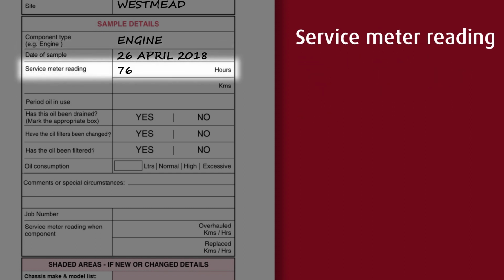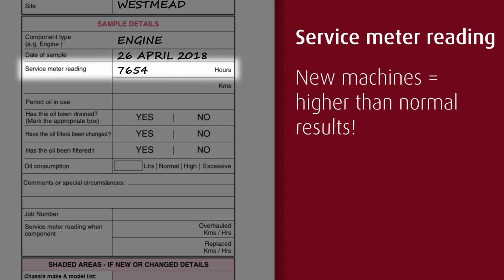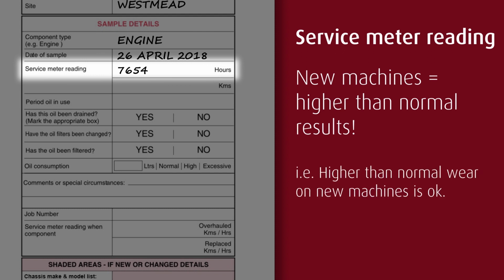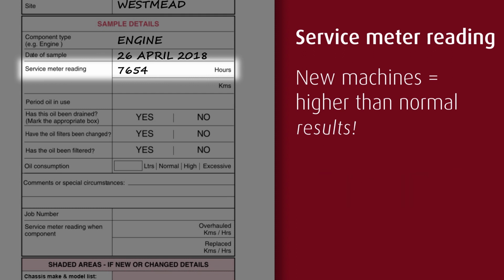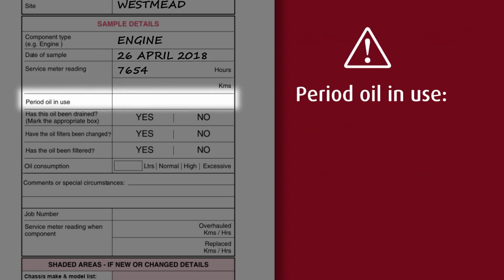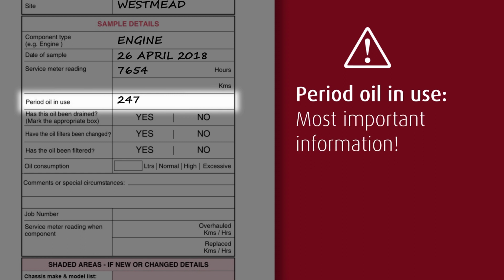The service meter reading gives an idea of how old the machine is, in hours or kilometers. New machines will exhibit higher than normal results, as they are bedding in. It is therefore vital for us to know how new or old the machine is, as this will affect our diagnosis. The period the oil has been in use is probably the most important piece of information required.